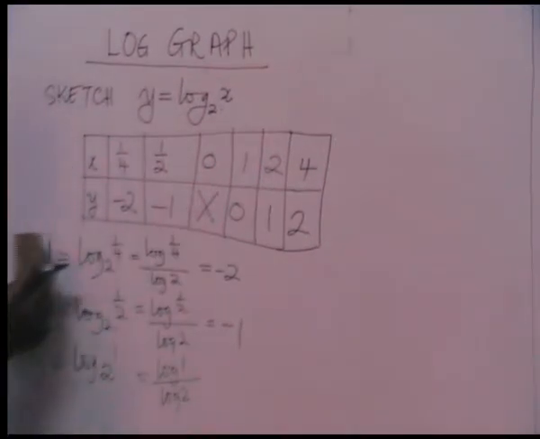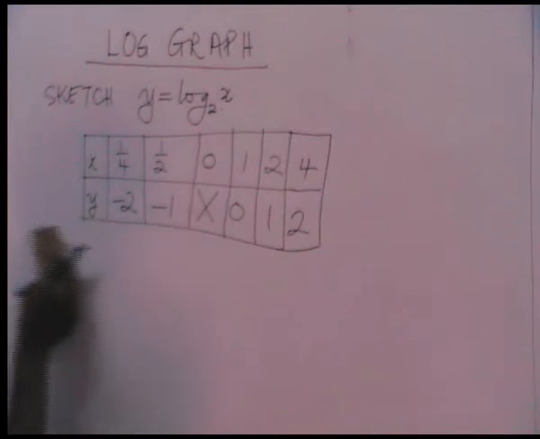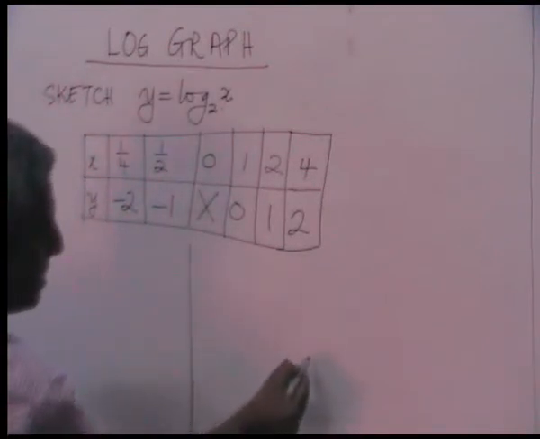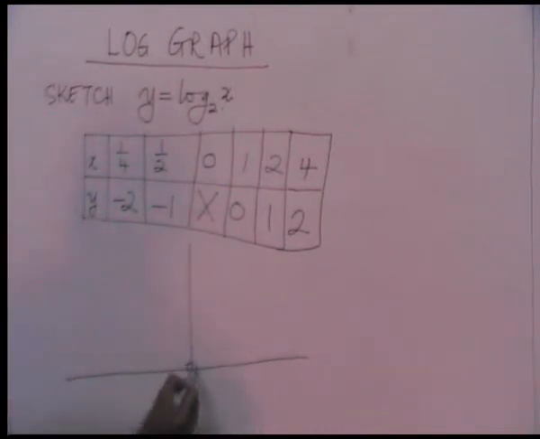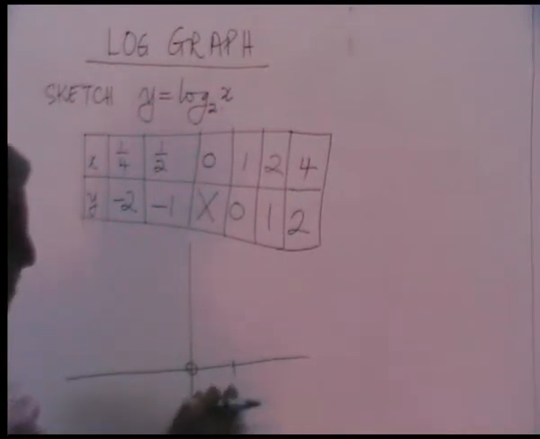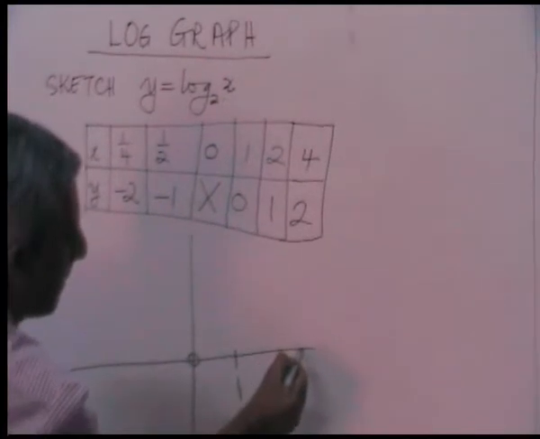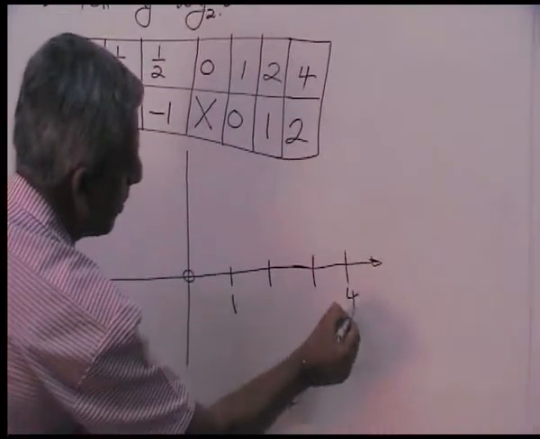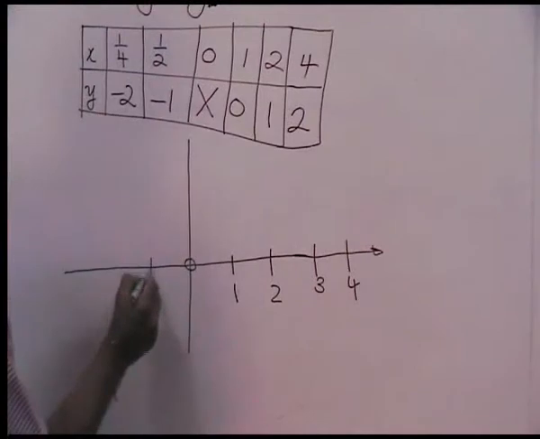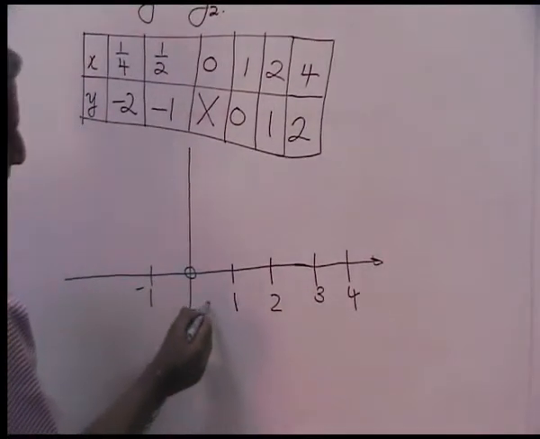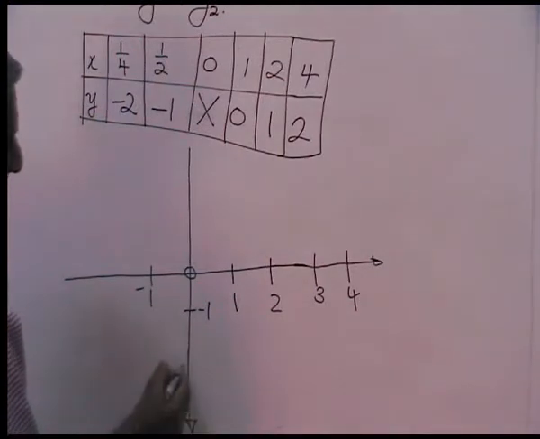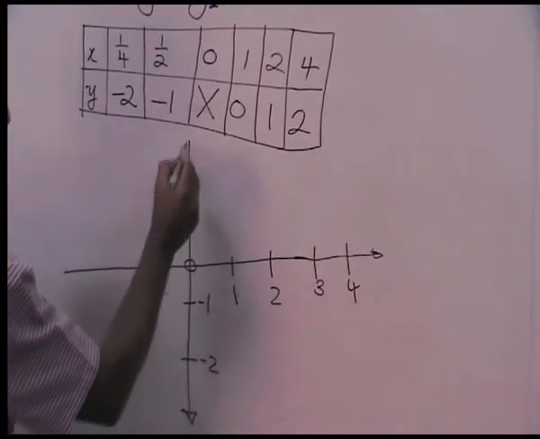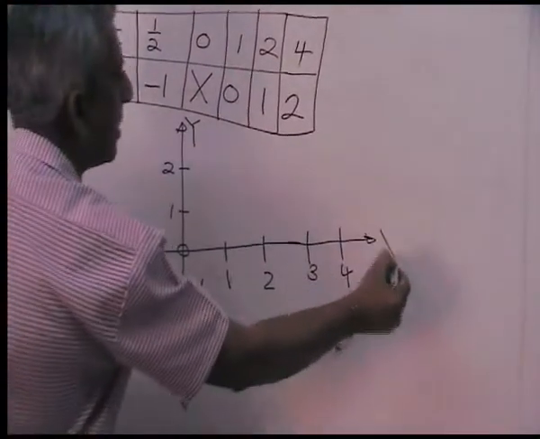So I'm going to remove this working because I need the space to draw the graph. Okay, so you'll have a system of axes. Here's your 1, 2, 3, 4. Here you have minus 1 going down, and here you have minus 2. And here we have 1, and here you have 2. And that's your y-axis, and that's your x-axis.